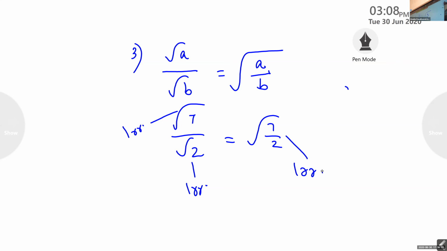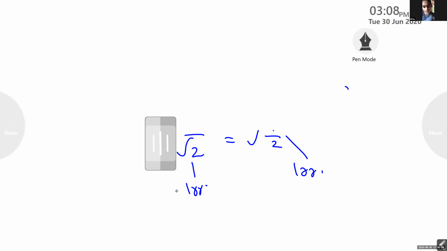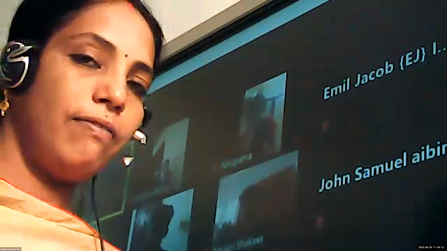Next example, the fourth one. Root 12 by root 2. Yes, can you tell the answer? Ma'am, we will do root 12 by root 2, then root 6. The answer is root 6. Will you get a rational number as an answer for that?